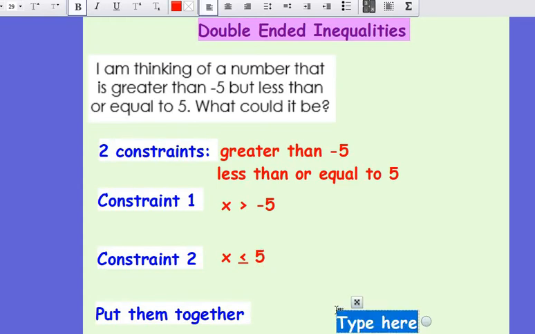We're going to put those together, and to do this we're going to put x in the middle. We know that x has got to be less than or equal to 5, so if I put a less than or equal to sign here, less than or equal to 5. We also know that x is greater than -5, so if I put -5 here and put in a greater than sign, we've put those inequalities together. Here we've got an inequality that shows both that x is greater than -5 but not equal to, and less than or equal to 5.